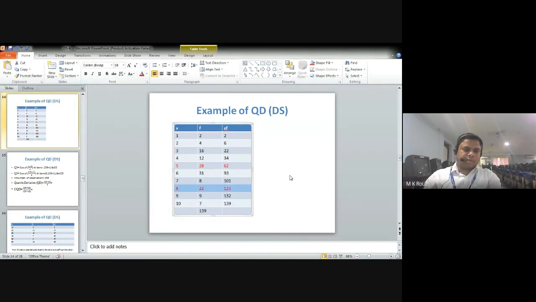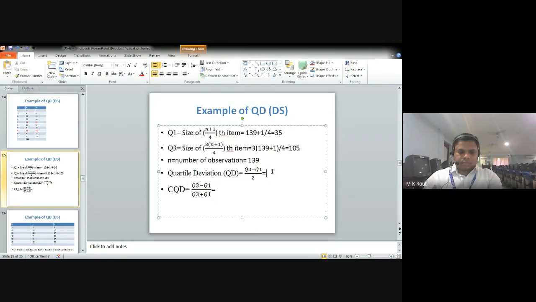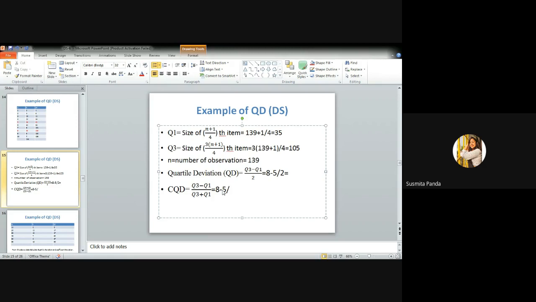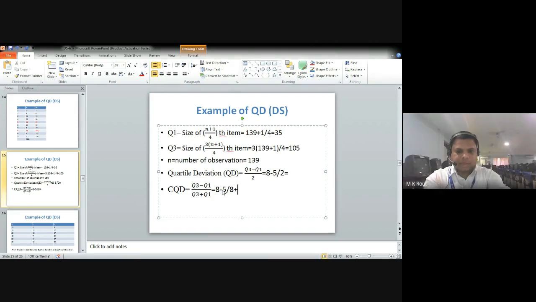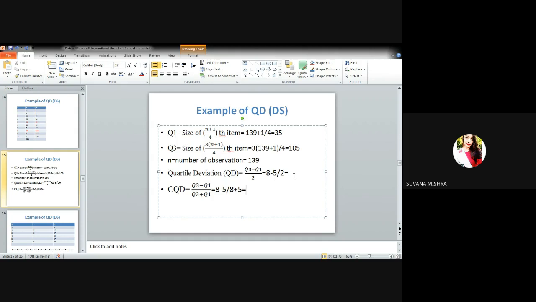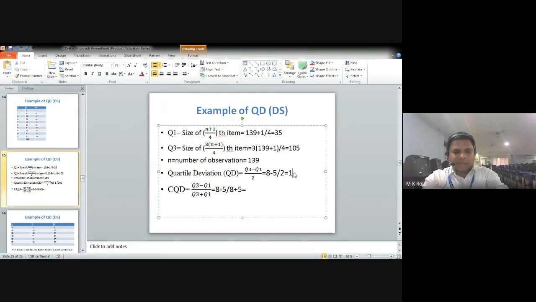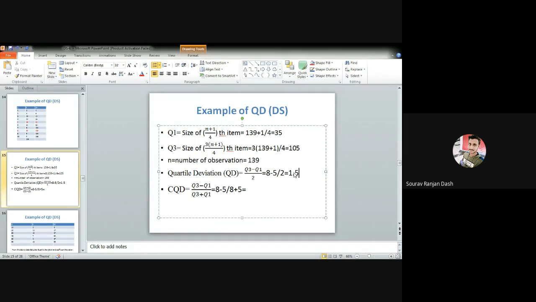Got the value 5 and 8. 5 belongs to Q1 and 8 belongs to Q3. So the quartile deviation is 8 minus 5 divided by 2, which is 1.5. The next one is 8 minus 5 divided by 8 plus 5.